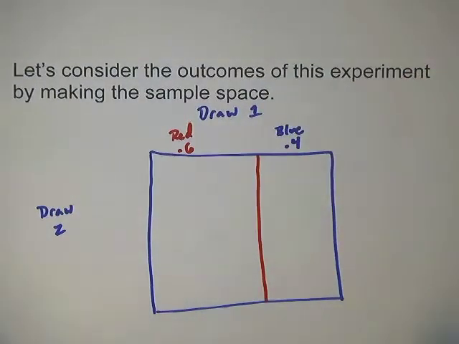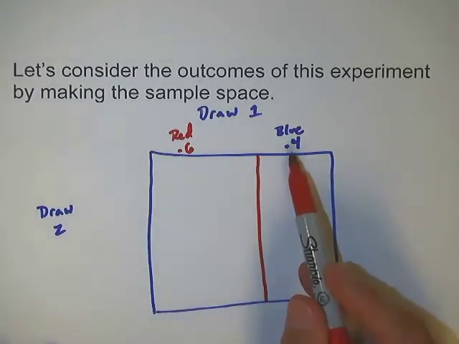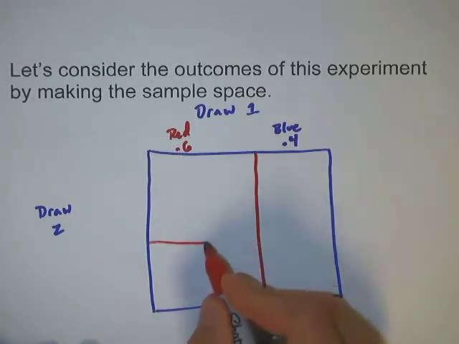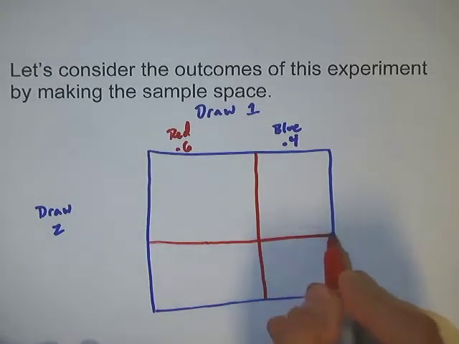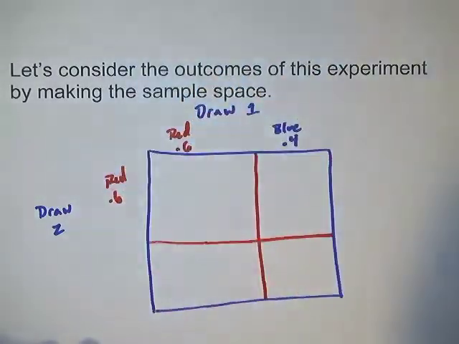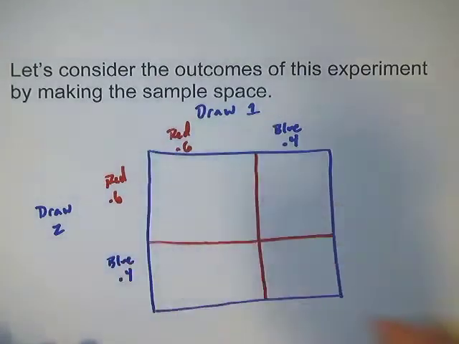Now again, these are independent events. So I'm going to do the same breakdown. For draw 2, I still have a 60% chance of a red, 40% chance of a blue. So I'm going to split this up again at about a 60-40 split, about like so. So now this is red at 0.6, and this is blue at 0.4.